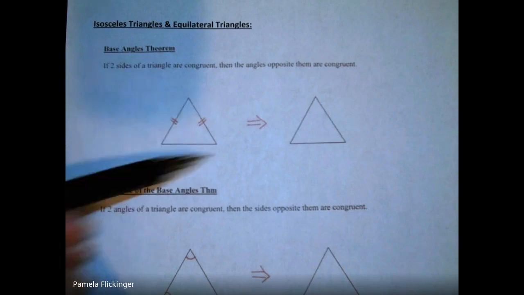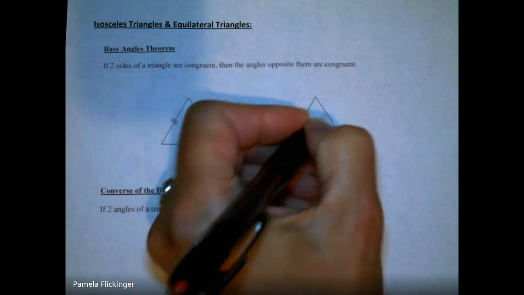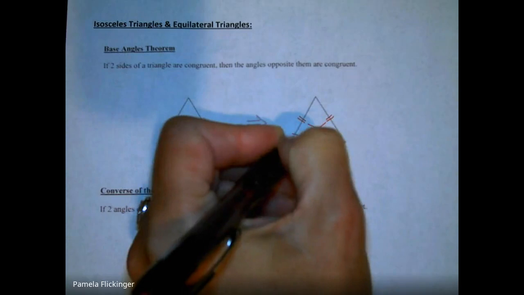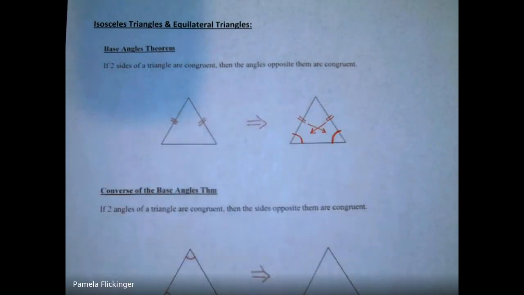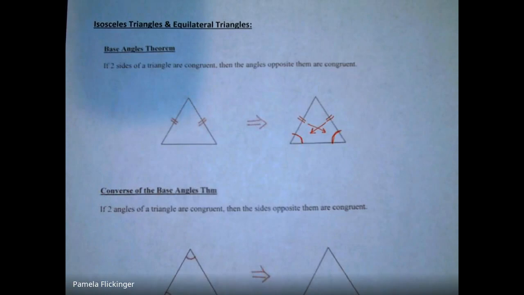So here's my isosceles triangle. What the rule is saying is that the two angles opposite will always be the same measure. And if you remember from yesterday, these are called our base angles, hence the name base angles theorem.